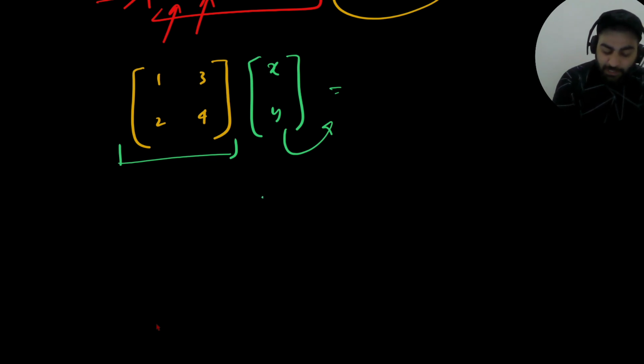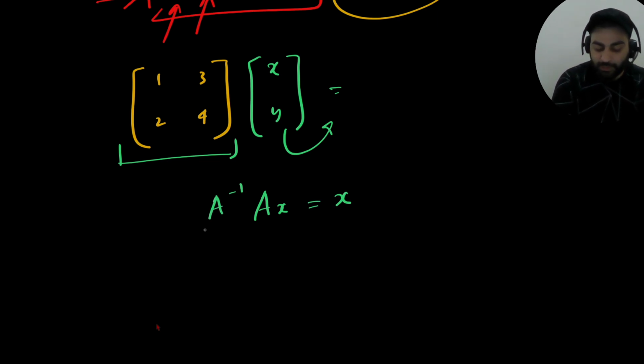Let's suppose this is A, and this is vector x. If I apply the inverse onto Ax, it should again become x. That is the whole point. So A inverse A should be equal to I.